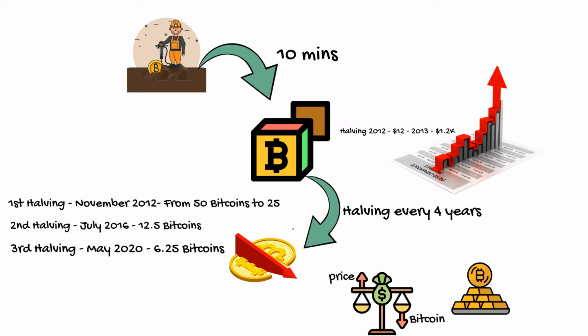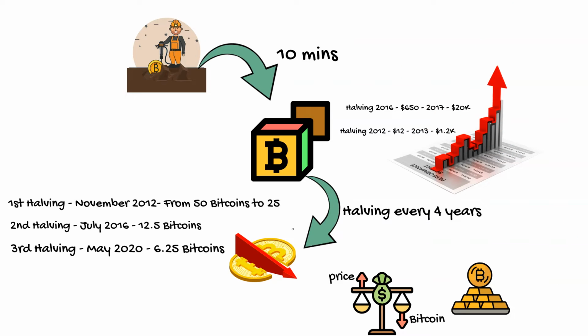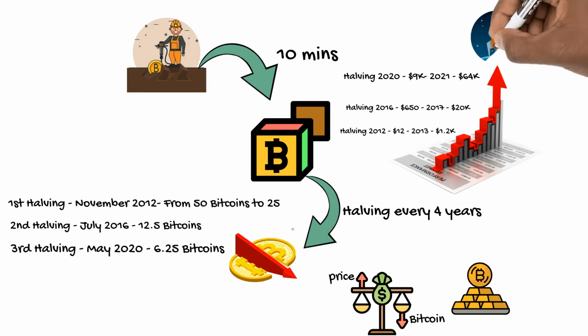The first halving in 2012 saw Bitcoin go from $12 to $1,200 in 2013, the following year. In 2016, on the next halving, it was 650, and then the following year in 2017, it shot up to, I think, 20,000. And in 2020, which was the last halving, it was 9,000, and then April 2021, it shot up to 64,000. That's wild, and that's just a testament to how scarcity creates demand.